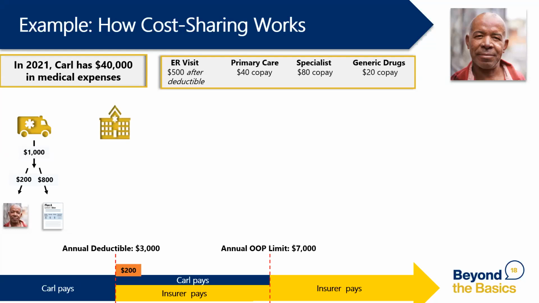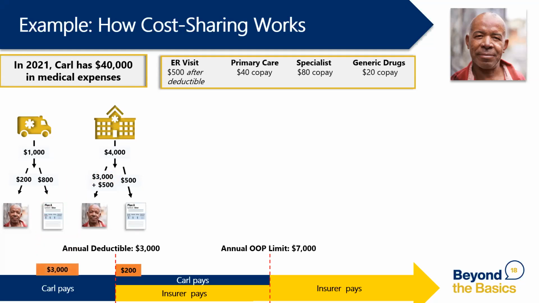Carl's visit to the emergency room costs $4,000, and emergency room visits are subject to the deductible in this plan. This means that Carl will have to pay $3,000 out of pocket towards his emergency room bill in order to meet his deductible, which he's now met. This plan also requires a $500 copayment for emergency room visits after the deductible has been met. This means that Carl will have to pay an additional $500, which makes his total cost for the emergency room visit $3,500. That entire amount counts towards a $7,000 out-of-pocket limit.